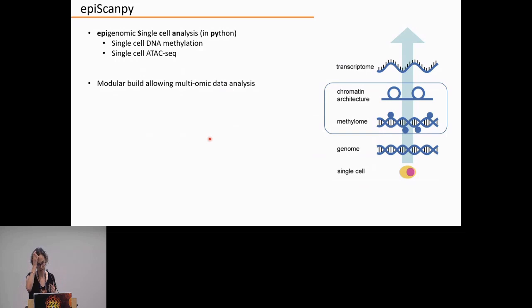It's embedded into the same pipeline. And epiScanpy can take single-cell DNA methylation data, can take single-cell ATAC data, and we built it in a very modular way such that you can go into multi-omics, for example, with ChIP-seq data with different histone modifications. The work I will present was done by a PhD student in my lab, Anna Danese.